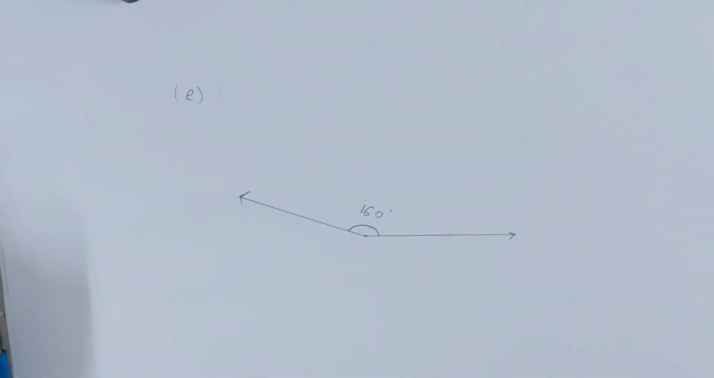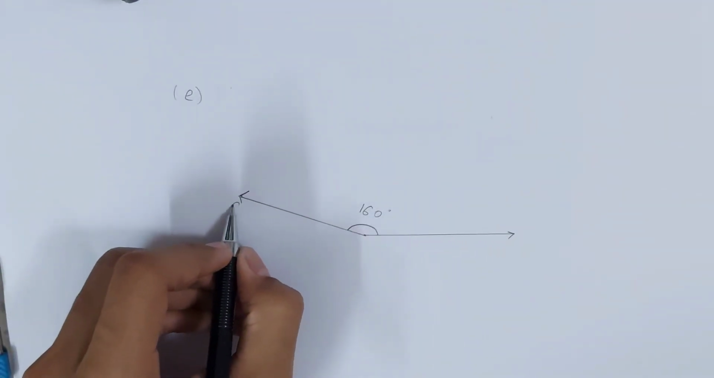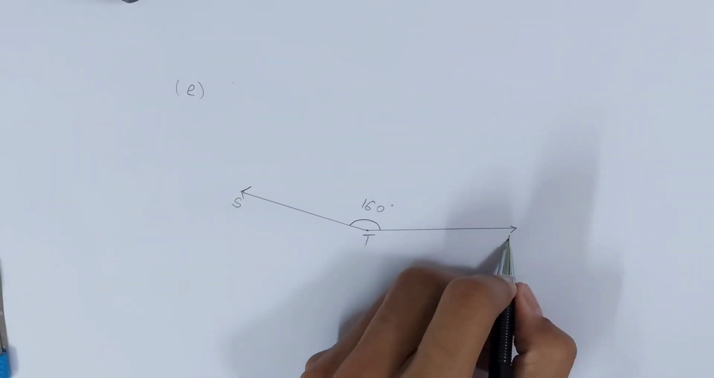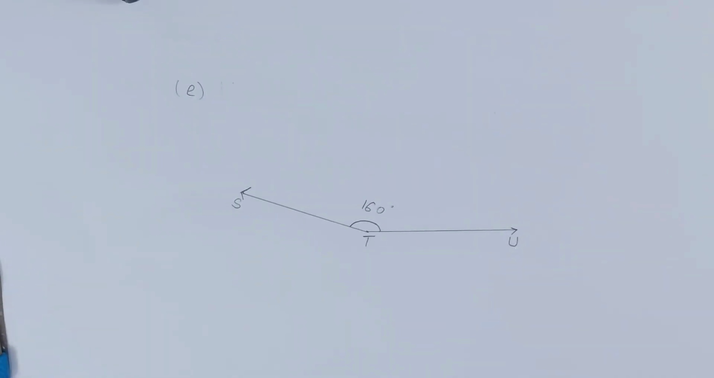Let's give this one here as well a name, right? So this is S, this is T, this is U, let's say. All right, and that's it.